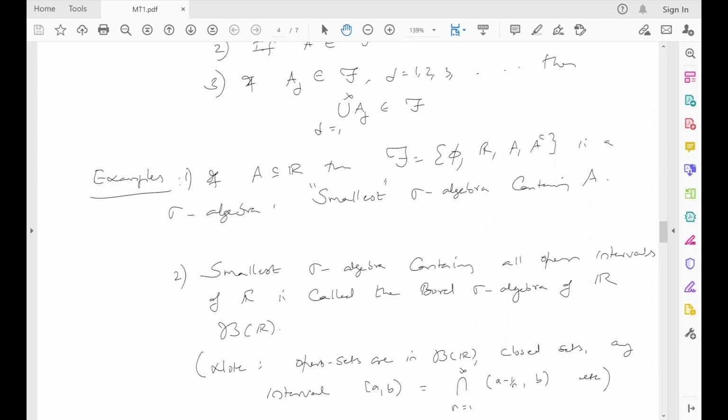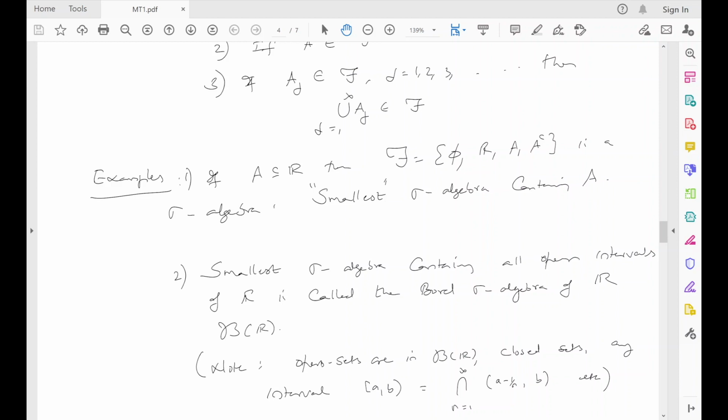So, any closed set will be there because all open sets are there, and B(R) is closed under complementation. So, a closed set is a complement of an open set. So, that will be there, and any interval, for example, an interval [a, b), closed at a, open at b, that is the intersection over n equal to 1 to infinity of (a - 1/n, b), right. Open sets are there. So, countable intersections of open intervals are there. So, this particular interval [a, b) will be there.